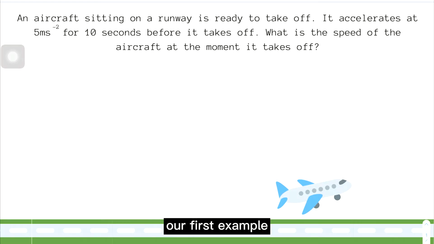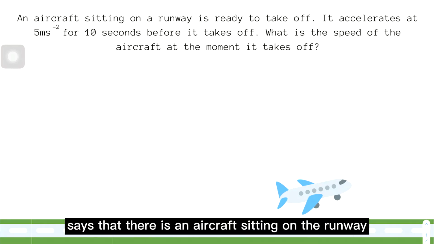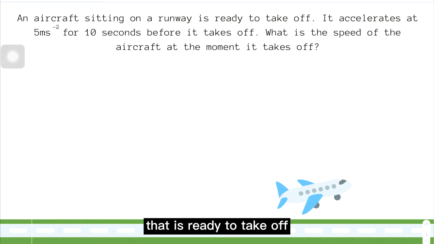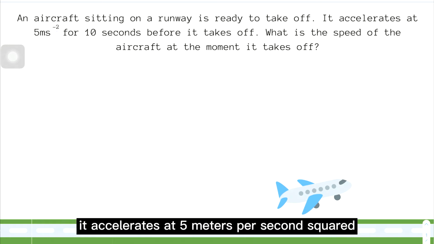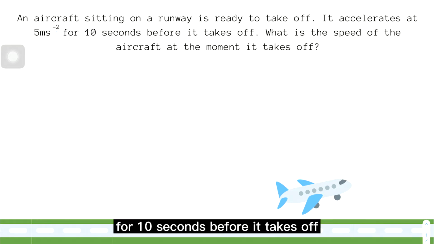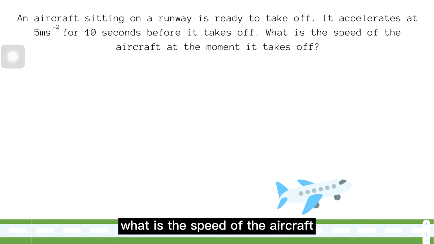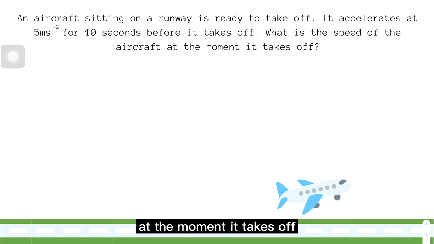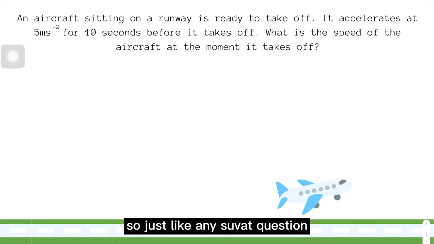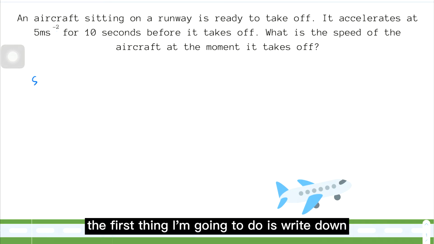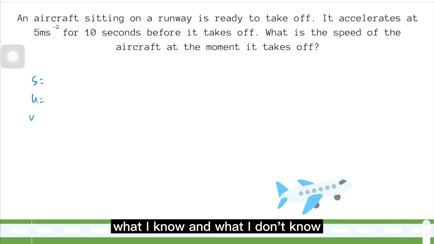Our first example says that there is an aircraft sitting on the runway that is ready to take off. It accelerates at 5 meters per second squared for 10 seconds before it takes off. What is the speed of the aircraft at the moment it takes off? So, just like any Suvat question, the first thing I'm going to do is write down what I know and what I don't know. So I'll list down all the variables.